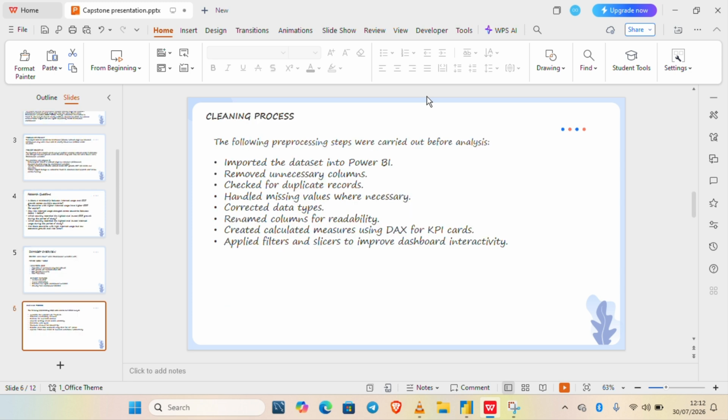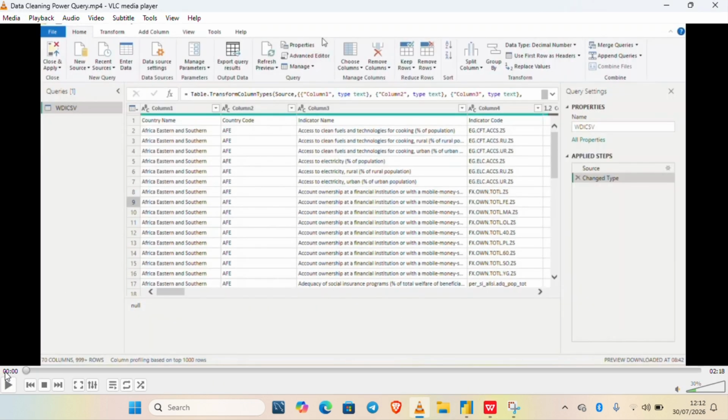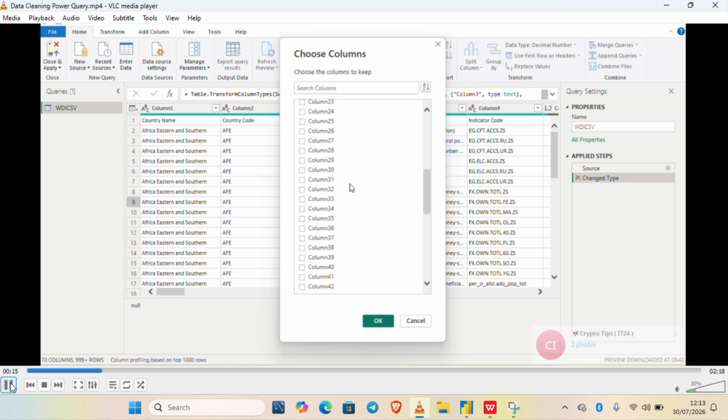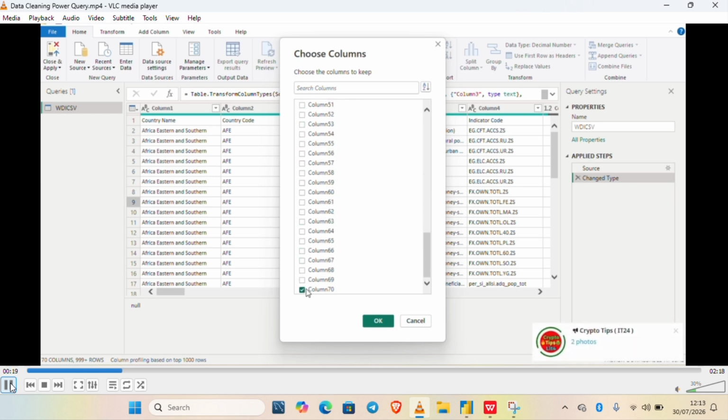Before a data set is analyzed, cleaning had to take place. To get the exact period of time I wanted and filter and get the indicators I wanted, I had to clean this data, and I did it all in Power BI. After importing my data set into Power BI, I loaded the data into Power Query and went on to clean the data. I removed unnecessary columns, I checked for duplicate records, handled missing values, corrected data types, renamed columns for easier understanding, and so on.